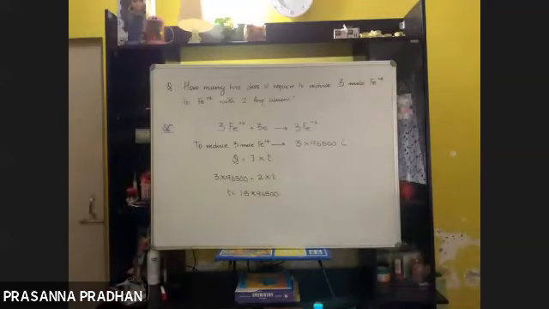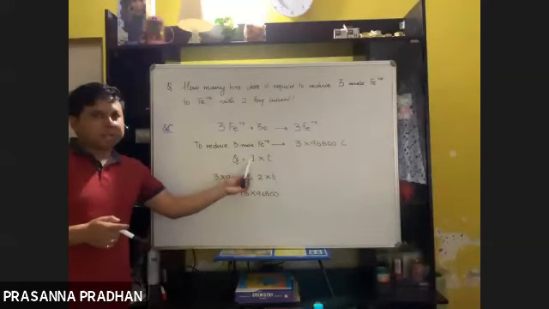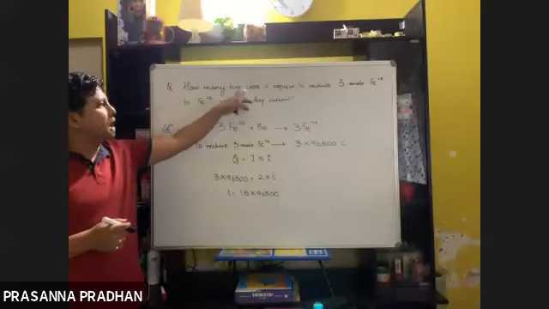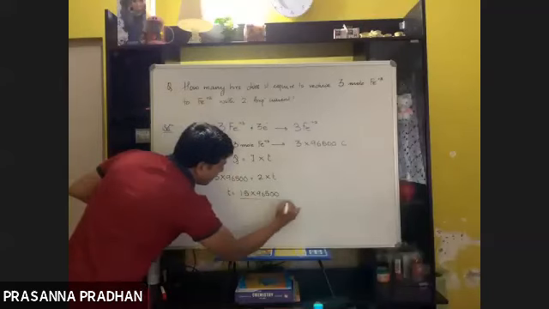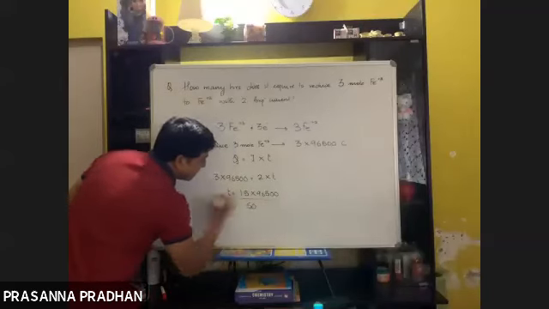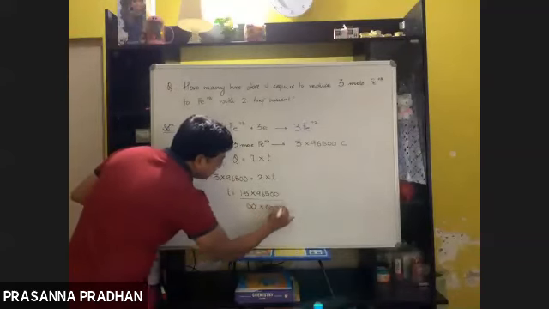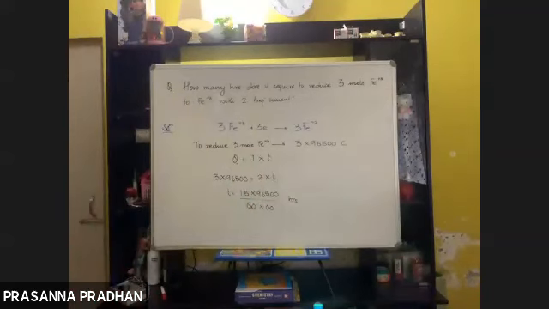My answer will be in which unit? In this relationship, remember I is the current in ampere and T is the time in second. But I need the answer in hours. So how will I change this second into hours? I will divide by 60 and I'll get the answer in minute. Again, if I divide by 60, I'll get the answer in hours. So this is the answer.